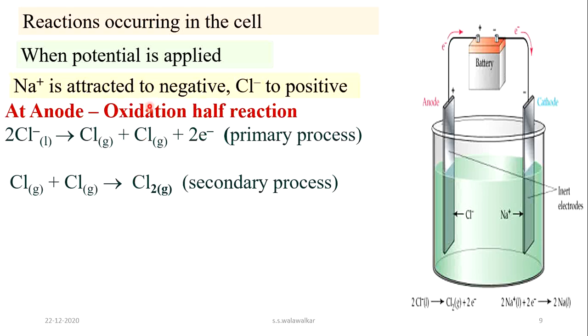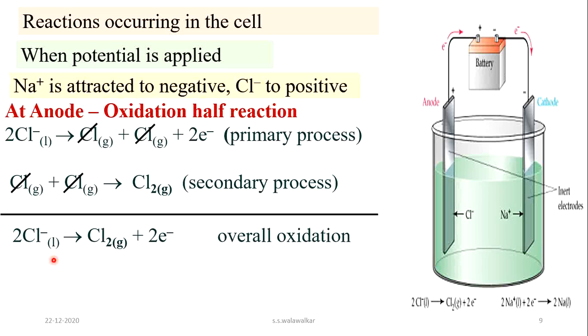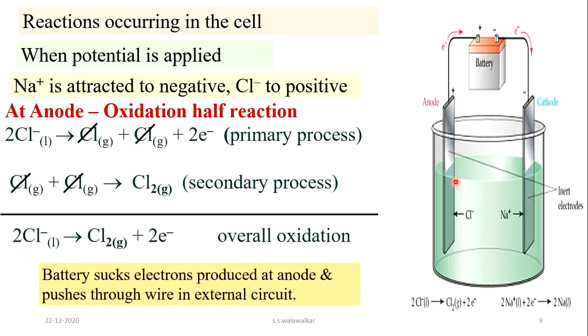So oxidation takes place in 2 steps at the anode, and the overall oxidation reaction at the anode you can write like this: 2 Cl⁻ ions give you Cl2 gas plus 2 electrons. That is the overall oxidation reaction which takes place at the anode. Here the 2 Cl atoms are cancelled, therefore 2 Cl⁻ ions give you Cl2 gas plus 2 electrons. And these electrons are not pushed, these are pulled or sucked by the battery.